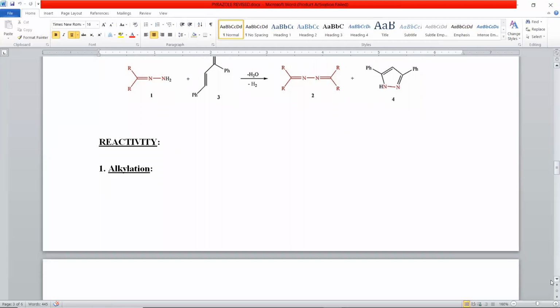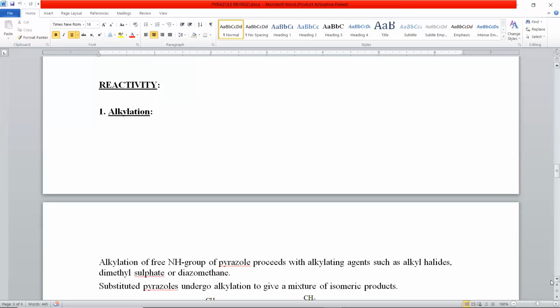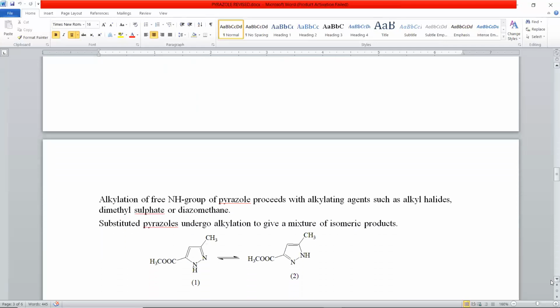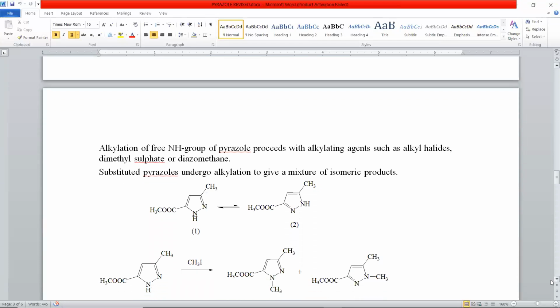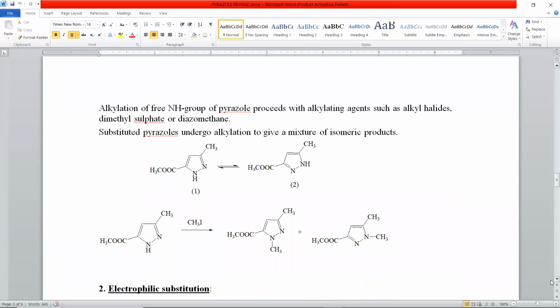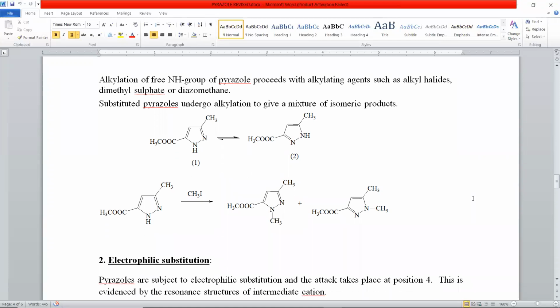So coming to the reactivity, these are 4 methods of synthesis of pyrazoles. Next, coming to the reactivity. The first one is alkylation reaction. Alkylation of free NH group of pyrazole proceeds with alkylating agents such as alkyl halides, dimethyl sulfate or diazomethane. These are some of the alkylating reagents that can replace this NH hydrogen.